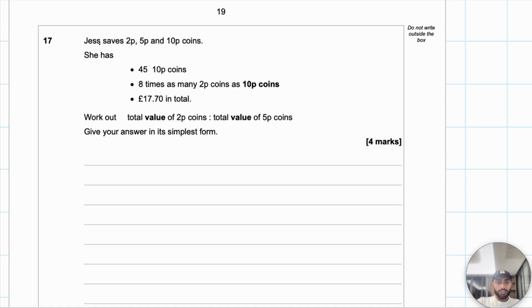Question 17. Jess saves 2p, 5p, and 10p coins. She has 45 10p coins. So how much is this worth? 45 multiplied by 10p is 450p, or £4.50.